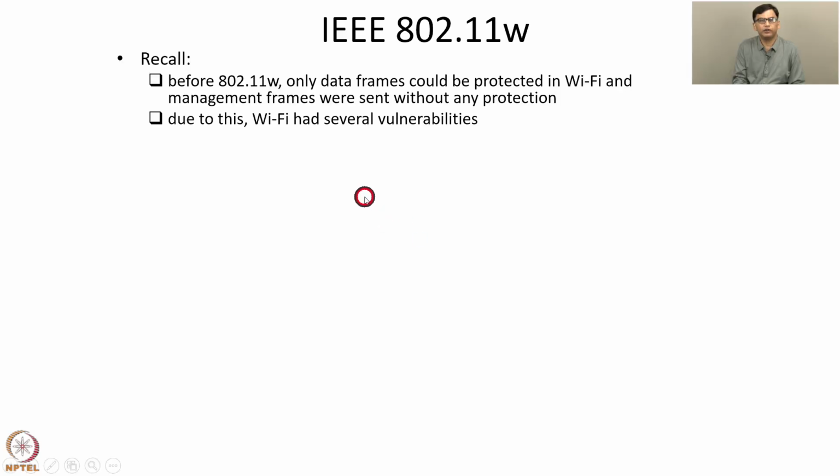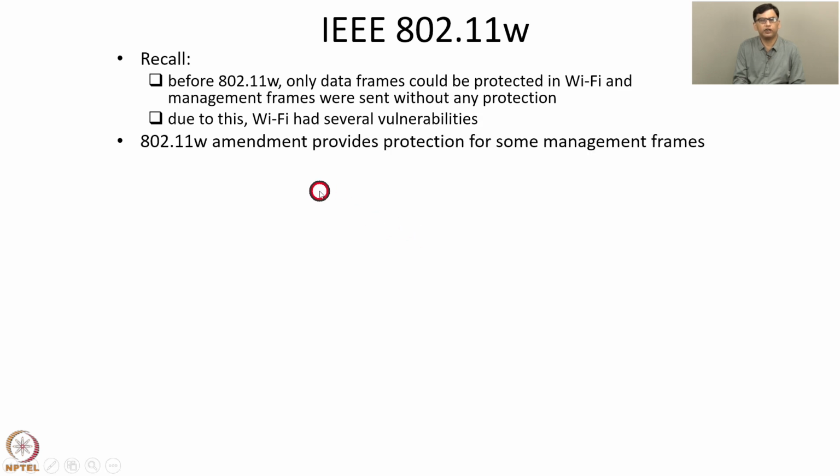So now we discuss 802.11w and how it protects management frames. So recall that before 802.11w, only data frames could be protected in Wi-Fi, and management frames were sent without any protection. And because of this, Wi-Fi had several vulnerabilities.